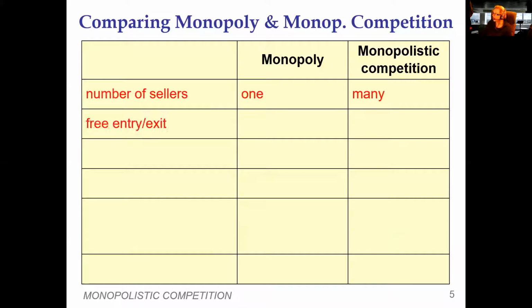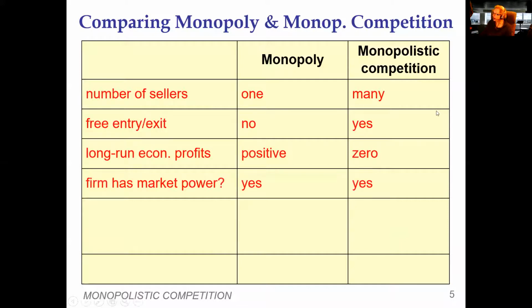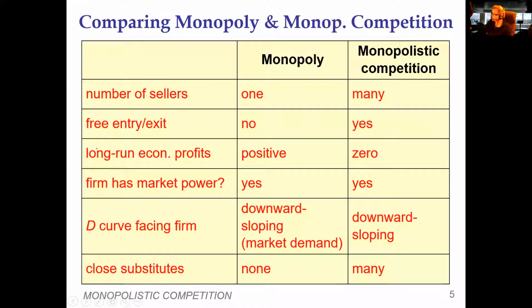Okay, let's go ahead and compare and contrast monopolistic competition to a monopoly. So again, taking a look at their differences, we have many sellers. Here there's free entry and exit. So that's important because this free entry and exit is what makes the long-run economic profit zero. And does the firm have any market power? Yes, because of differentiation, downward sloping demand, and there are many close substitutes here as versus none in the monopoly.